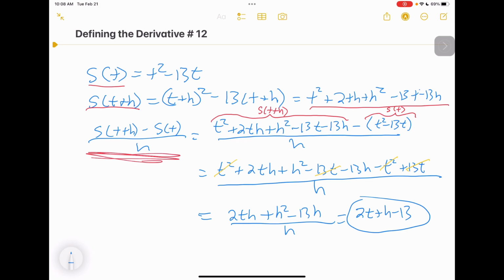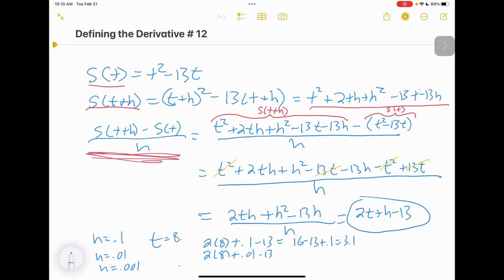Then the second part of the problem asks you to evaluate this at h being 0.1, h being 0.01, and h being 0.001, with t equaling 8. In the first case we're going to have 2 times 8 plus 0.1 minus 13. That's going to give us 16 minus 13 plus 0.1, so 3.1. In the second case, 2 times 8 plus 0.01 minus 13 will give us 3.01. And then in the third case, it's 2 times 8 plus 0.001 minus 13, which gives us 3.001.